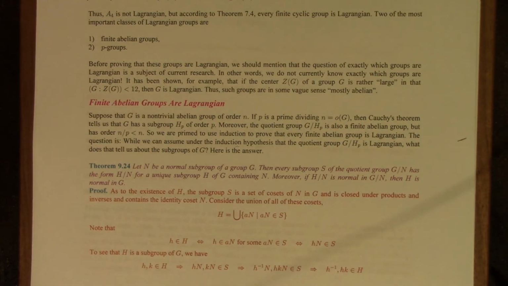This one's maybe a little more remarkable because these are not necessarily abelian. Before I prove these two facts, it's worth mentioning that the question of exactly which groups are Lagrangian is still open. It's a subject of current research. We don't know exactly which groups are Lagrangian.